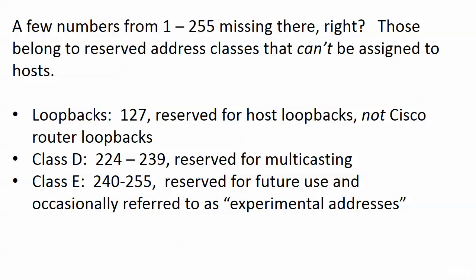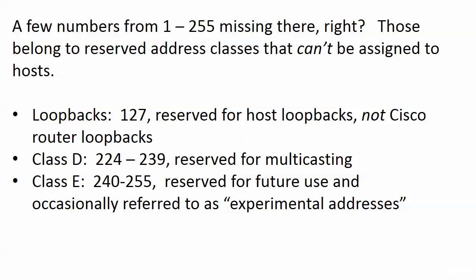Class D, 224 through 239 will be the first number for those. That's reserved for multicasting. Multicasting is our middle ground between a unicast and a broadcast. We know what a broadcast is. That's destined for everybody. A unicast, as you'd get from the name, is destined for one particular individual. We have a middle ground called multicasting where a message is sent to members of a certain group, and there will be multiple members. So we're not just sending it to one person, and we're not just sending it to everybody. It's that middle ground.